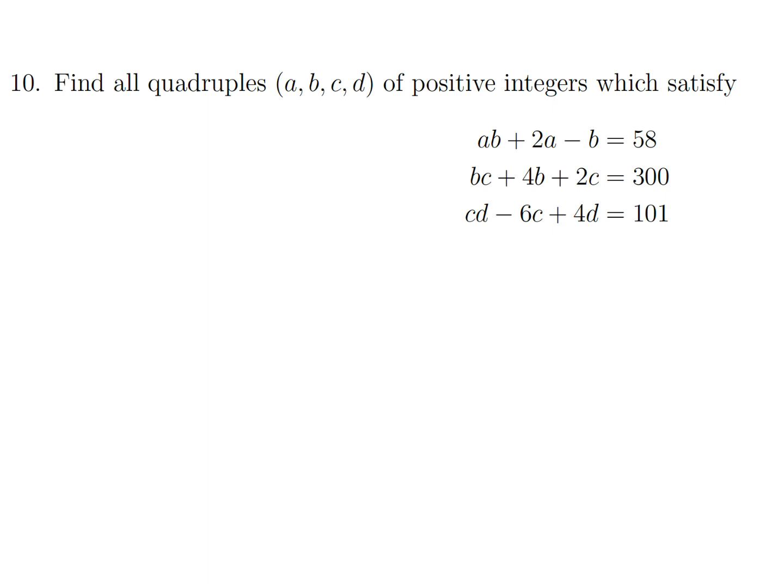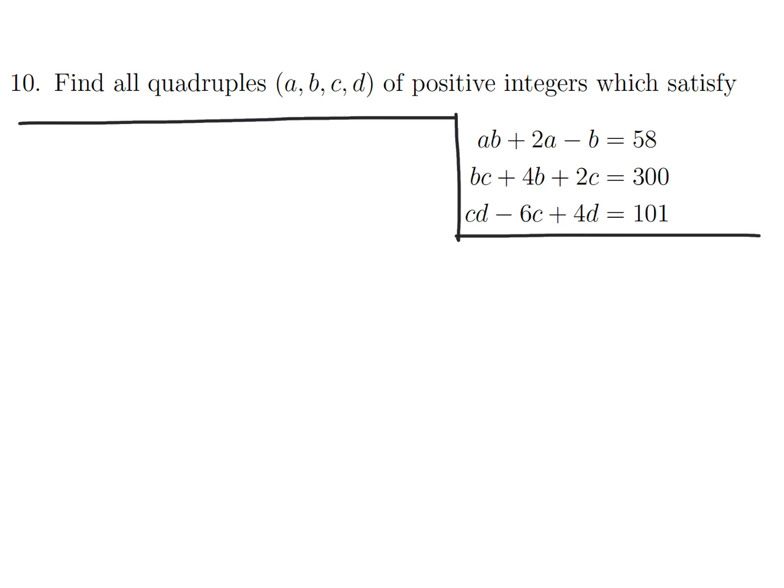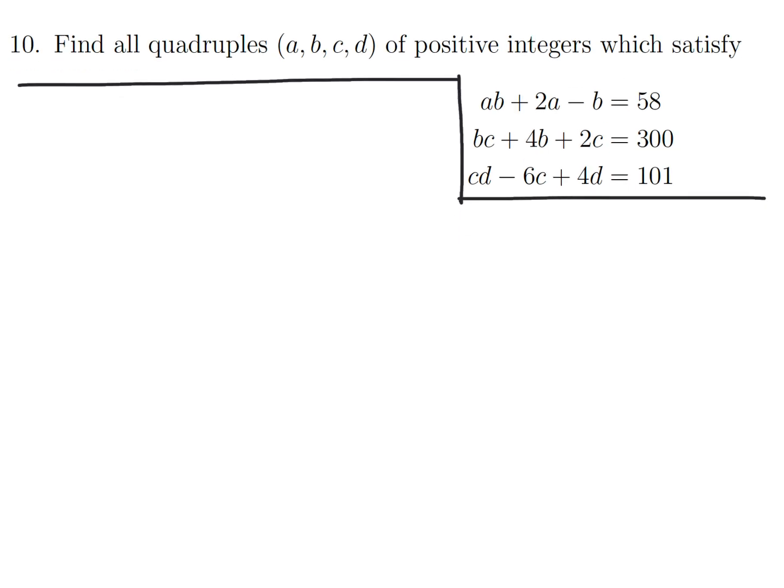Find all quadruples ABCD of positive integers which satisfy those equations. Well, as always, probably going to use some fancy algebra. Hopefully not too fancy. So here we go. I'll call this equation 1, this equation 2, and this equation 3.